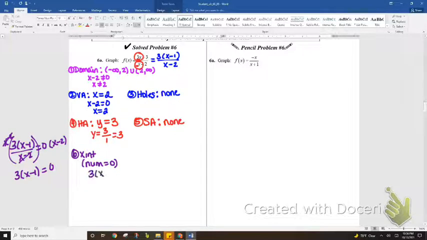So we have 3 times x minus 1 equals 0. You can distribute the 3 or just divide by it to get rid of it. So x minus 1 equals 0, add the 1, and so x equals 1 is going to be our x-intercept.